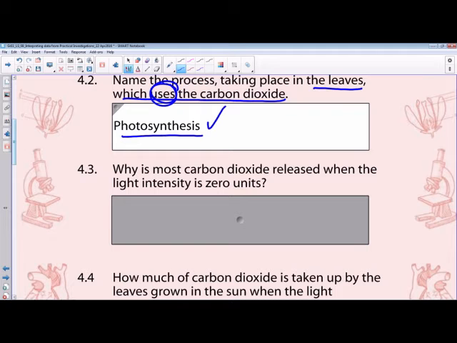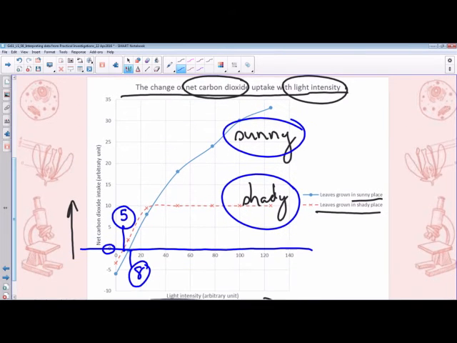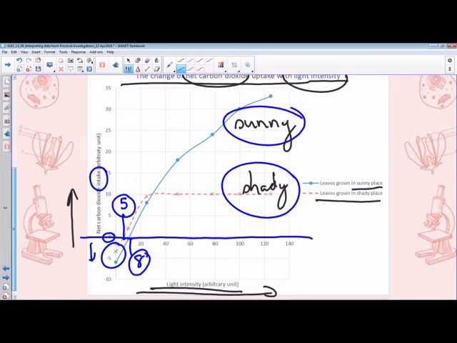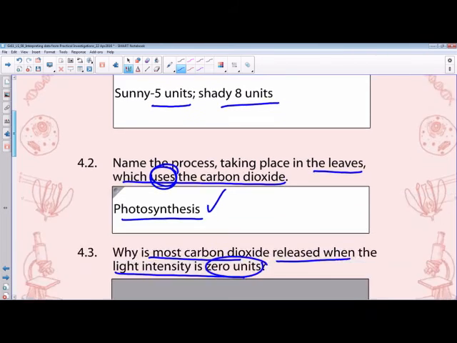4.3. Why is carbon dioxide released when the light intensity is 0? Let's go back to the graph. If you look at the graph here, guys, we're seeing the light intensity is 0 here, yet we do have carbon dioxide being released. So why would that necessarily be happening? Let's look at the answer for that.